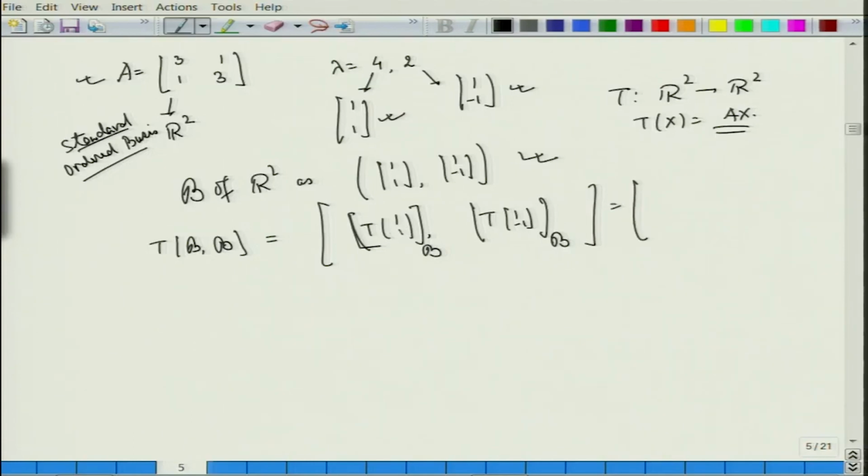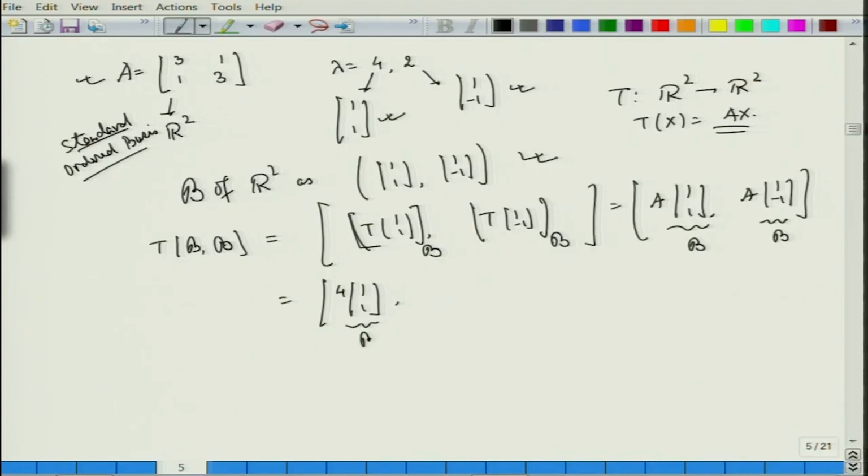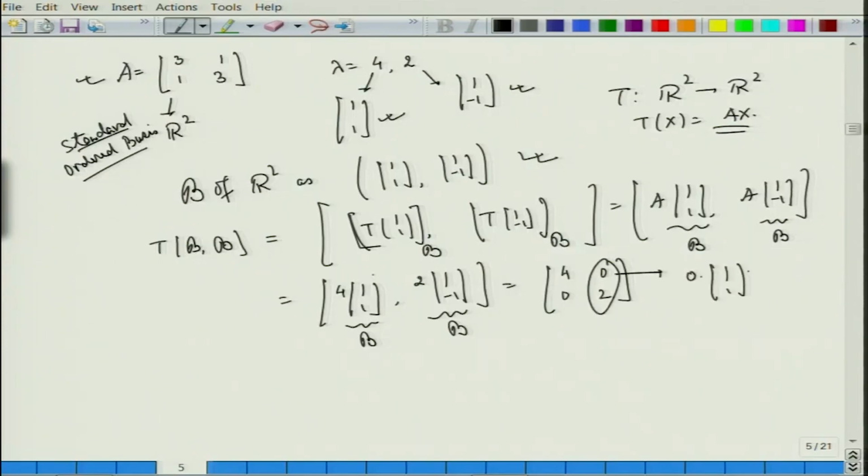T of (1, 1) is A times (1, 1), and T of (1, -1) is A times (1, -1), which is nothing but 4 times (1, 1) and 2 times (1, -1), and these have to be evaluated with respect to B. When I evaluate with respect to B, what I get is (4, 0), because it is 4 times the first vector and 0 times the second vector, and (0, 2), because it is 0 times (1, 1) plus 2 times (1, -1). These are the elements of the ordered basis.